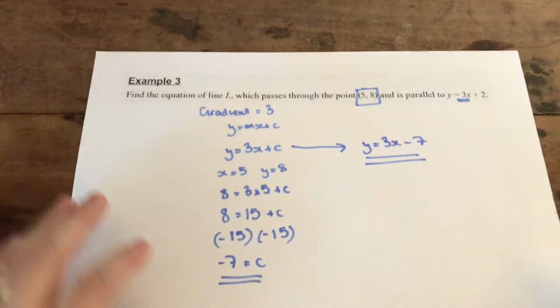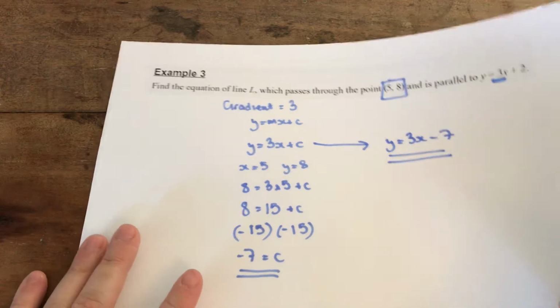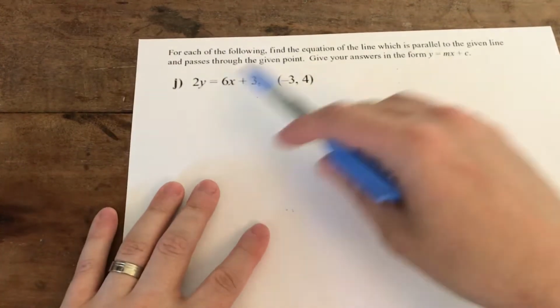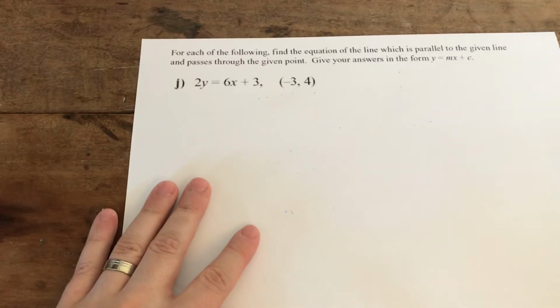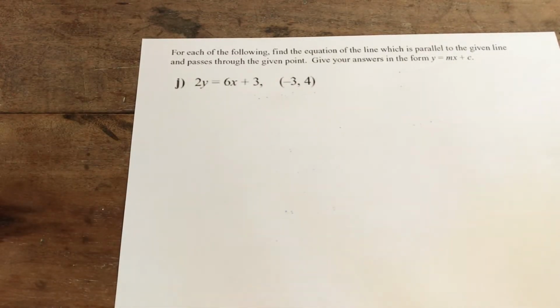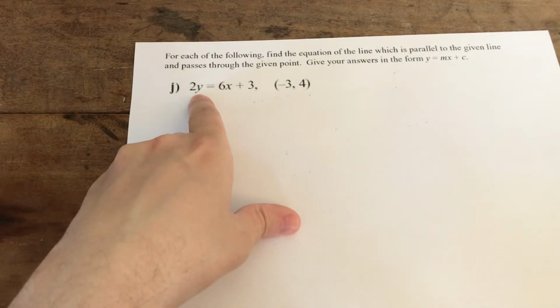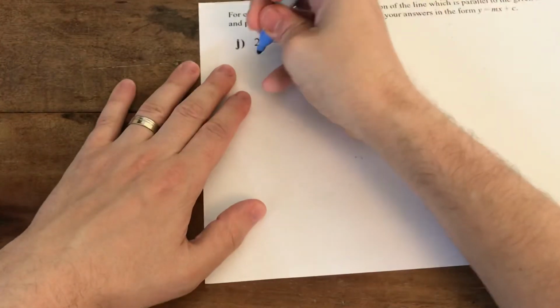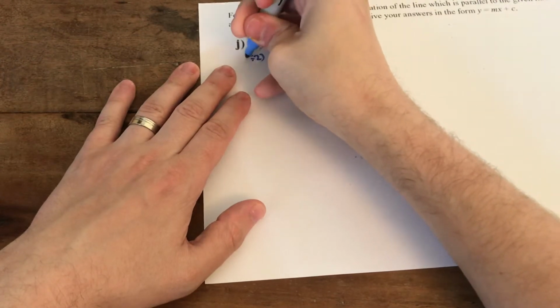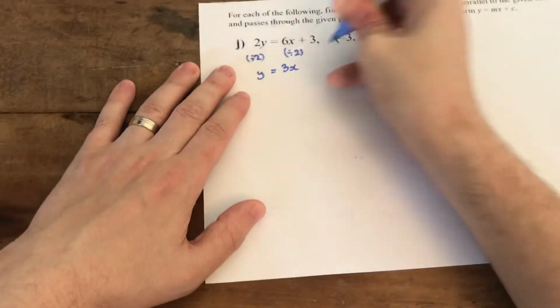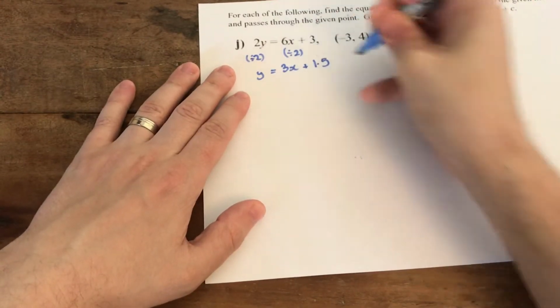I'm going to go through question J from the questions that you've got on page 2, from question 5, because this does ask you to do one extra step, and I just wanted to model this for you so that you knew how to do it. We follow the same steps that we've done before. The only difference is this isn't a y equals equation, so we have to divide both sides by 2 first, and if we do that we get 3x plus 1.5.